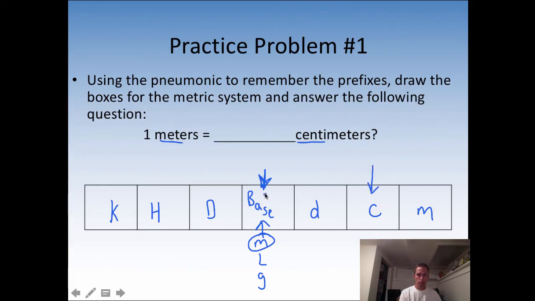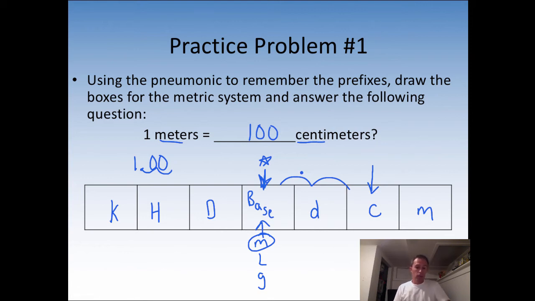And if we start here with meters, we're going to count how many boxes we go to the right to get there. 1, 2 boxes to the right. And so what that means in the metric system is we just have to move the decimal 2 times to the right. We're already at 1, so I'm putting a decimal in here. And we move the decimal 2 times to the right because that's what we did down here. And so that becomes 100 centimeters. Pretty easy, right? That's what makes the metric system so useful to us.